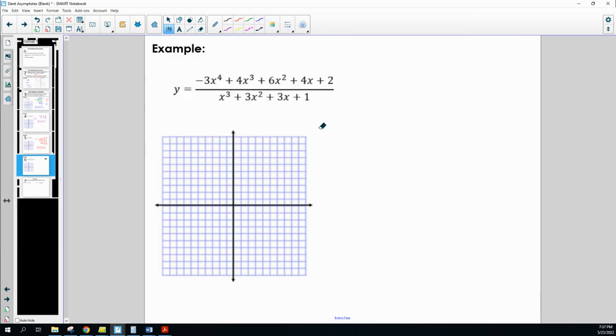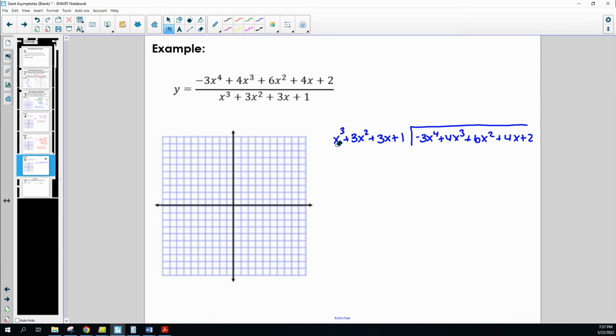So here, we're going to set this up. So I'm going to do x cubed plus 3x squared plus 3x plus 1. Okay, it was not missing any terms, so I didn't need any placeholders. Here we have negative 3x to the 4th plus 4x cubed plus 6x squared plus 4x plus 2. Again, not missing any terms, so I don't need any placeholders. Okay, again, I'm using long division because my denominator is not a linear function.